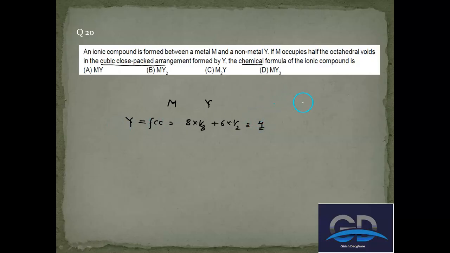Whereas when we say octahedral voids, we know that the locations of octahedral voids are where? It is at the center of the cube and also the edge centers. So the metal M is going to occupy half of that. Effective octahedral voids would contribute 4, but since they are occupied only half, it is going to contribute 2. So the formula should be M2Y4, and empirically it should be MY2. Hence for this question, the answer is B.